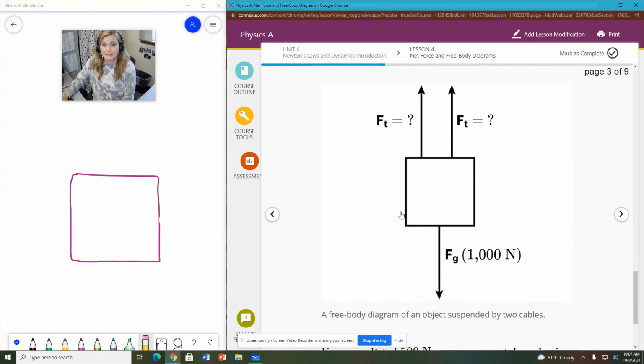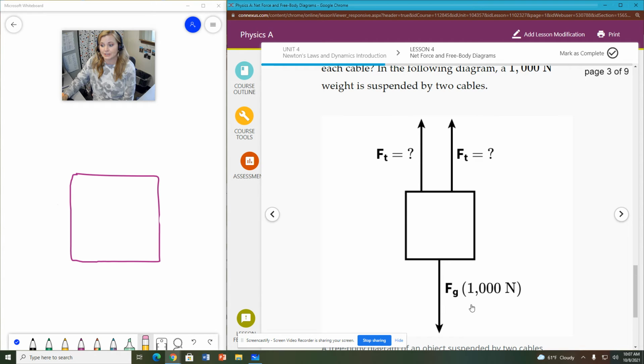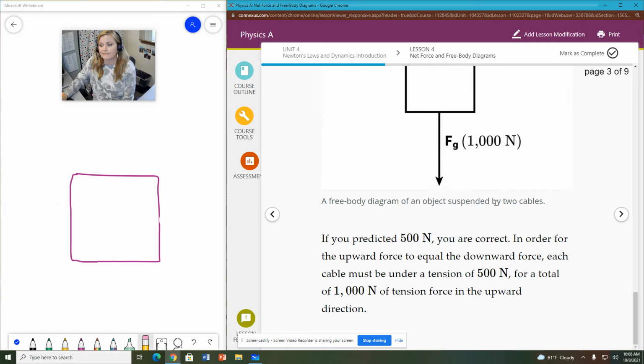If we were to suspend it by two cables, the tensions on both ropes together would equal the force of gravity. So the force of gravity here is 1,000 newtons, and we're splitting that force between two ropes. And remember, it's the same in both, so they would be 500 newtons apiece.